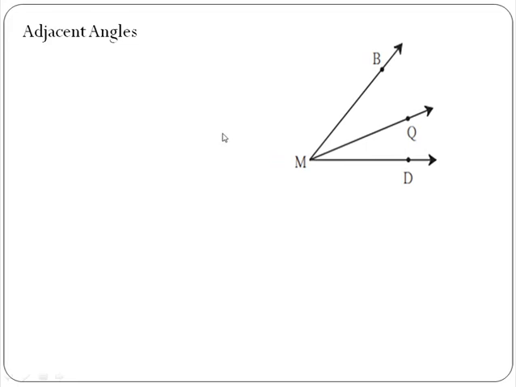Now we will learn adjacent angles. In this figure alongside, you will see this is angle BMD and a ray, it starts from the vertex M, which also makes two angles, angle BMQ and angle QMD. Now here in this figure, three angles are formed: angle BMQ, angle QMD and angle BMD. Now we have to see what adjacent angles means.